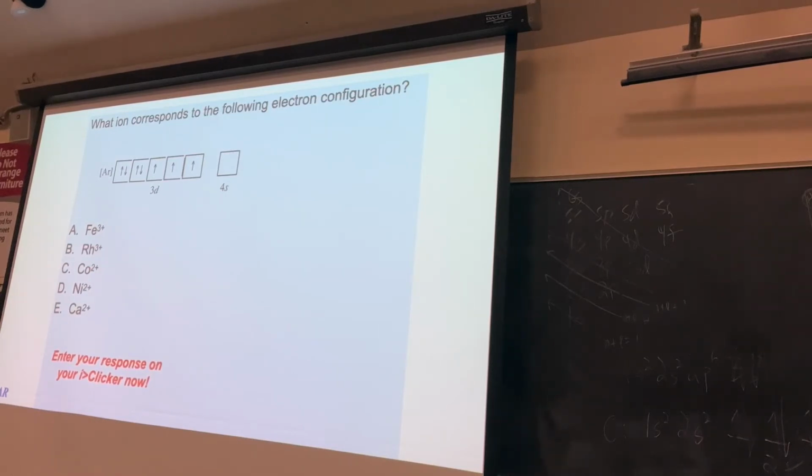Another one that's worth looking at real quickly here is calcium positive 2. Now calcium is number 20, and if it loses 2 electrons, you can go back to number 18. Calcium would have just an argon core. It wouldn't have any 3d's or any 4s's, so it certainly is not calcium 2+, and it's not rhodium 3+. Questions on either one of those?